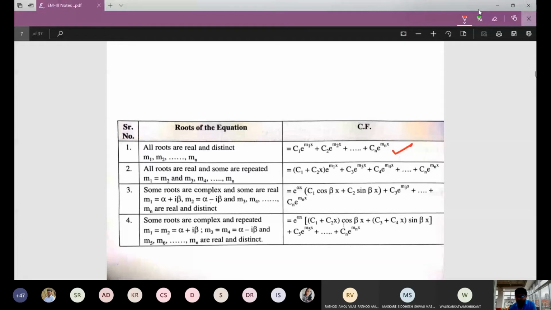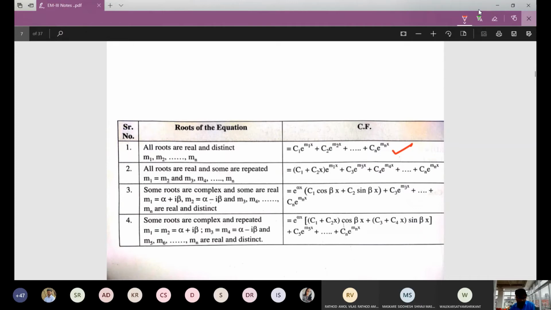I have used the notation a1, b1. You can use c1, c2, whatever notation you want. So e to the power alpha x times c1 cos beta x plus c2 sin beta x, and for the remaining roots, they are all real and distinct. So from case number 1 we have to write the solution.